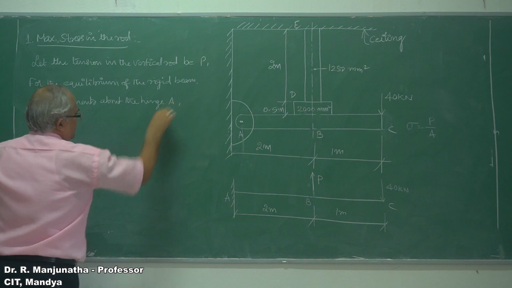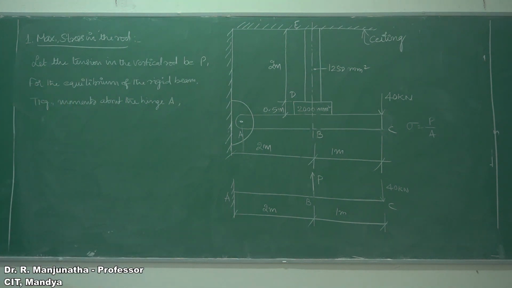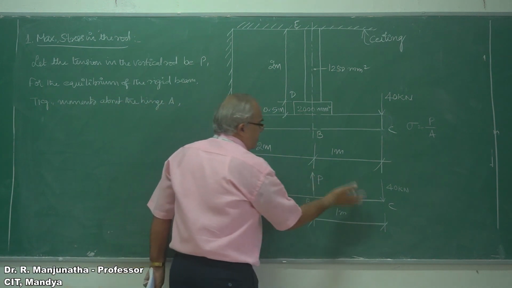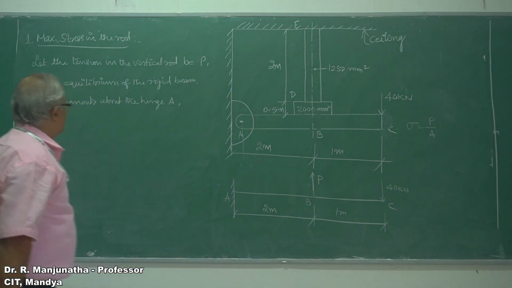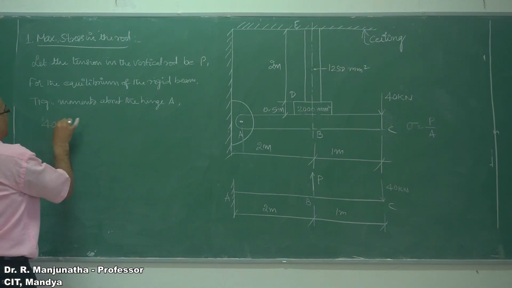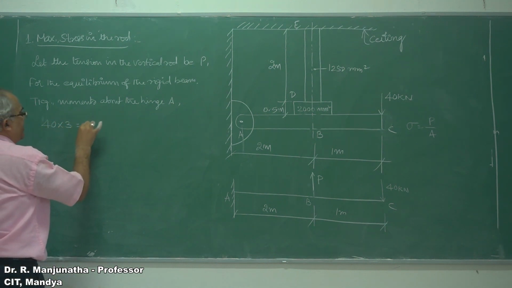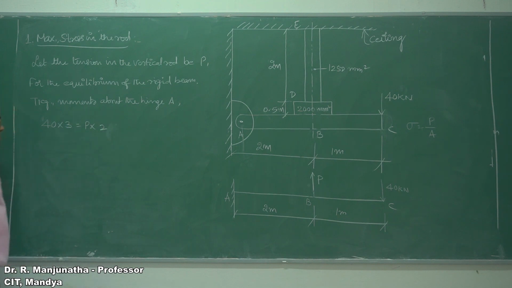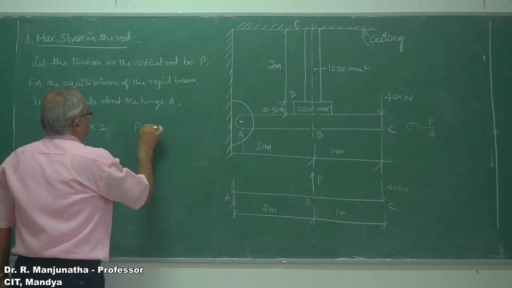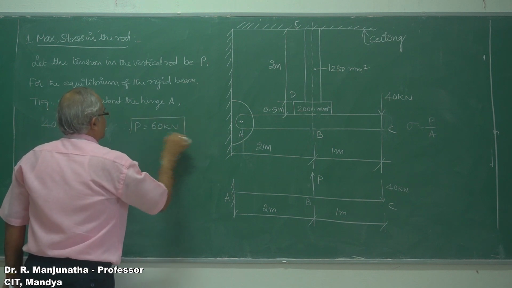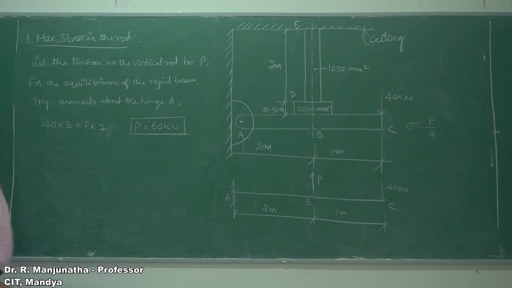Here the sum of the clockwise moments will be equal to the sum of the anti-clockwise moments. So 40 into 3 will be equal to P into 2. Therefore P will be equal to 60 kilonewton.